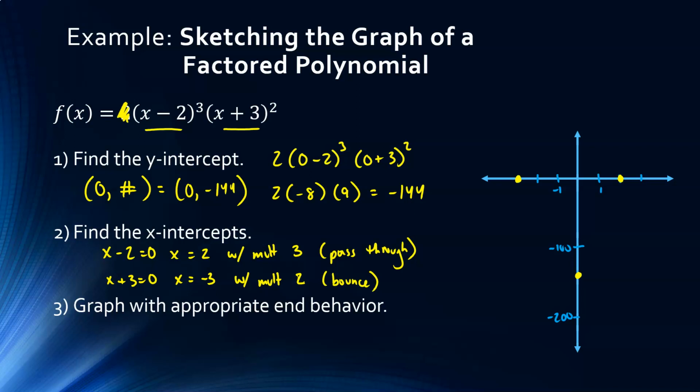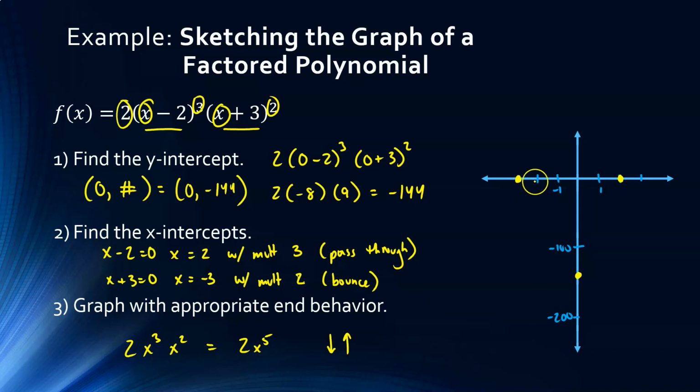Now we want to figure out the end behavior. This time we have x being cubed and x being squared, and then we multiply by that 2. So we have 2 times x cubed times x squared, which equals 2x to the 5th. If we multiplied all of those together, we'd end up with the leading term of 2x to the 5th. What does that mean? Since it's a positive 2, the right side is going to go up. Since it's an odd exponent, the left side is going to go down, the opposite direction.